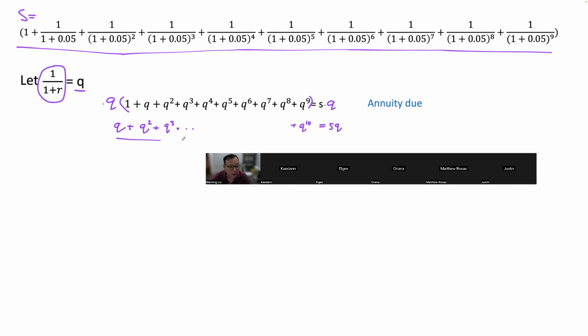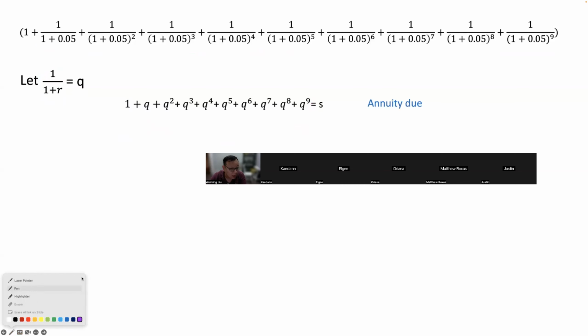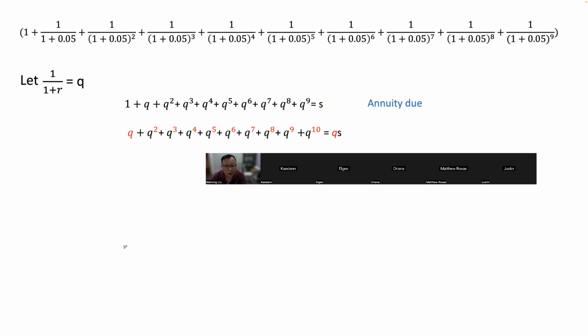So this sequence represents the cash flow that happens at the end of the period. So this is the ordinary annuity. Okay, so I'm going to show you. Just give me 1 second. Okay, so this is the ordinary annuity.